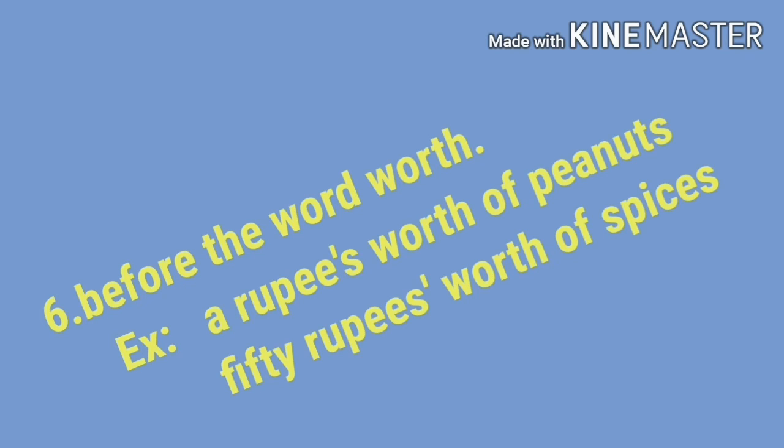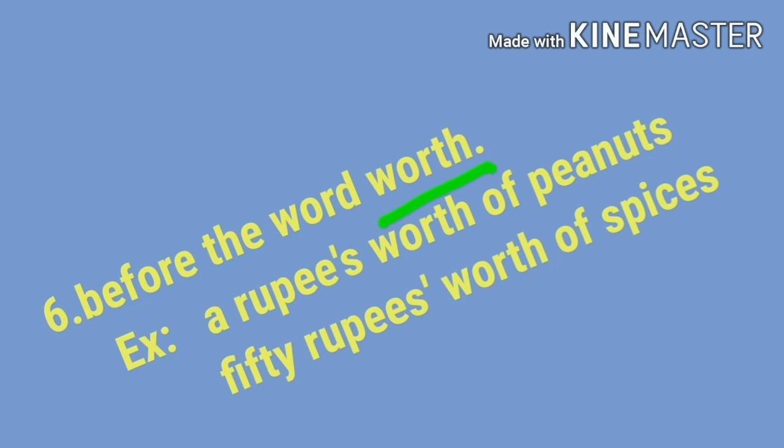W-O-R-T-H, worth. Before the word worth, we use possessive nouns. Examples: a rupee's worth of peanuts. Here, before the word worth, we have the word rupee, so we add apostrophe s, because we use that apostrophe s before the word worth. So, a rupee's worth of peanuts.